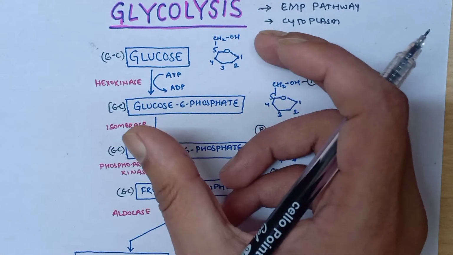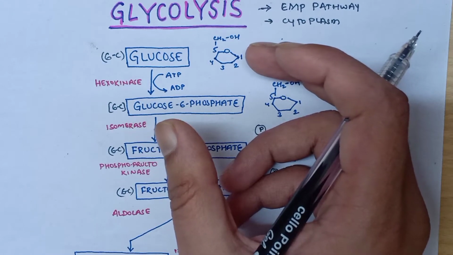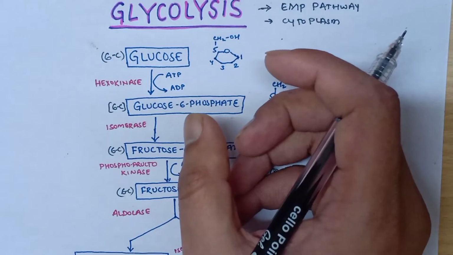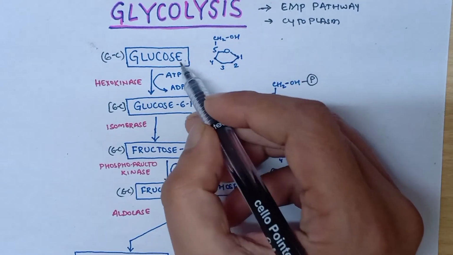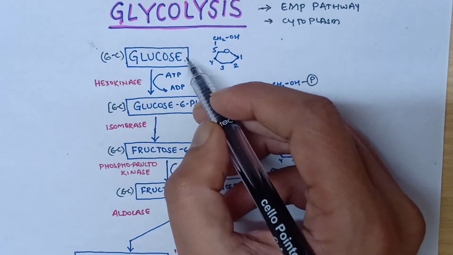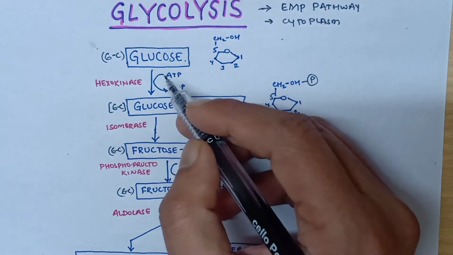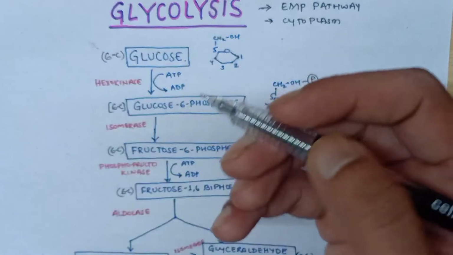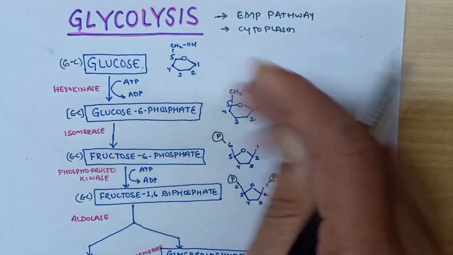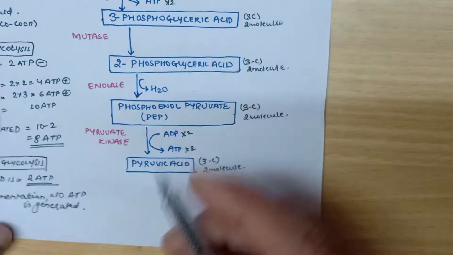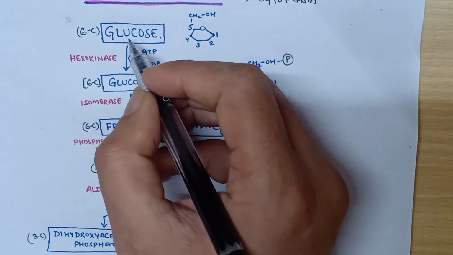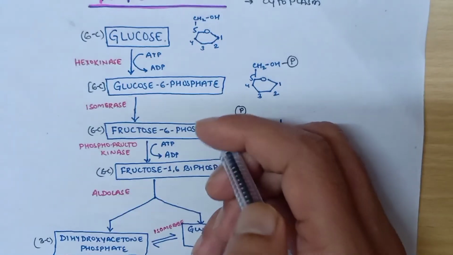So glycolysis is the first step in both aerobic and anaerobic respiration, and the process starts from the glucose molecule, which is a 6-carbon compound. We should always know the starting point and the final resultant product. Here we have glucose as the starting point, and the final product is pyruvic acid. So from one molecule of glucose we get 2 molecules of pyruvic acid.